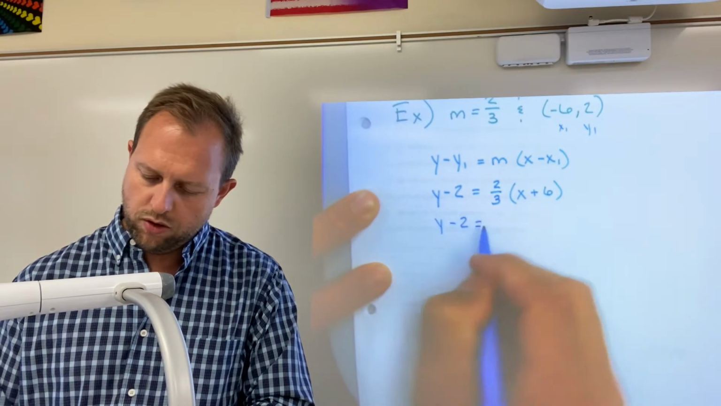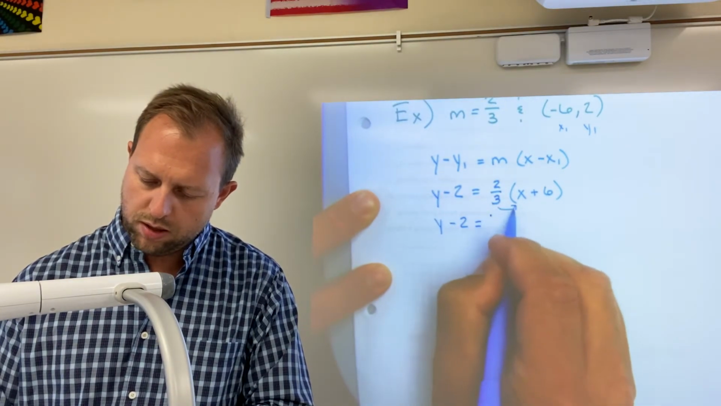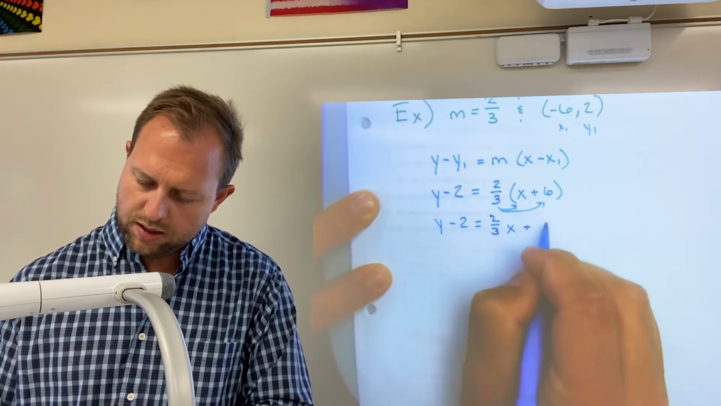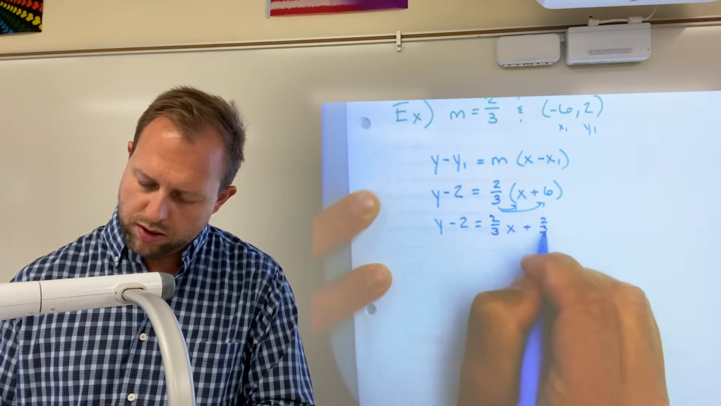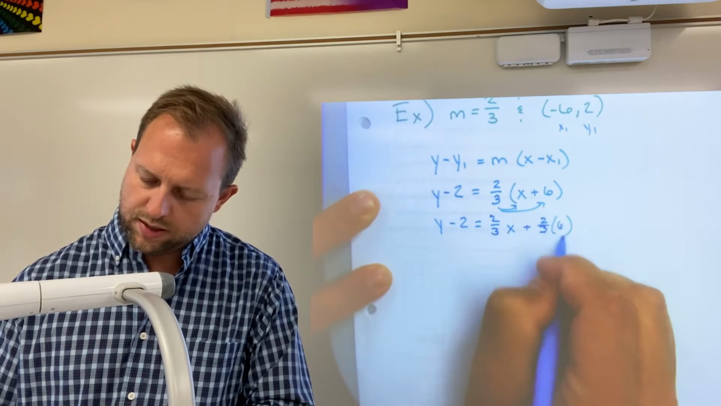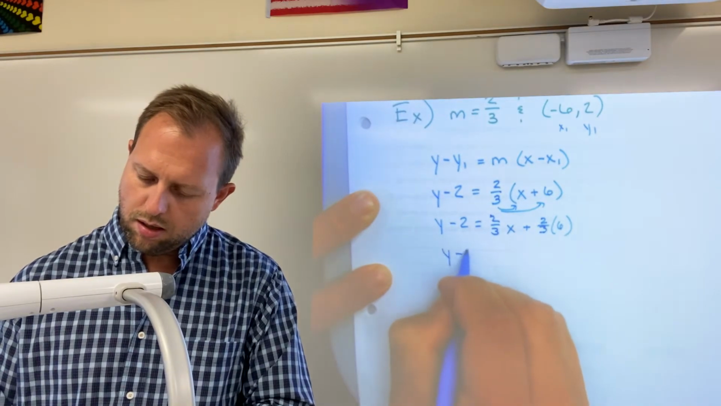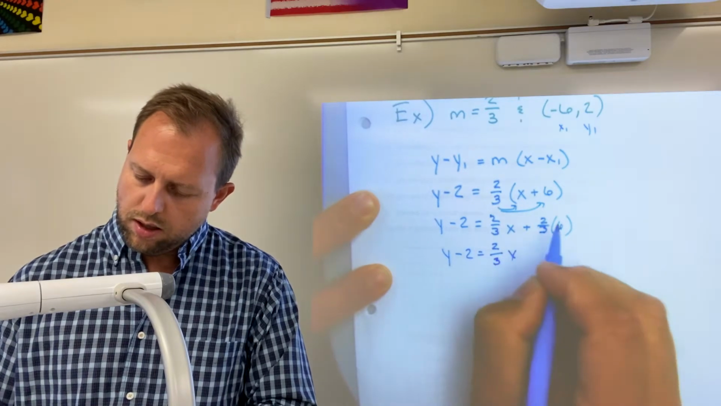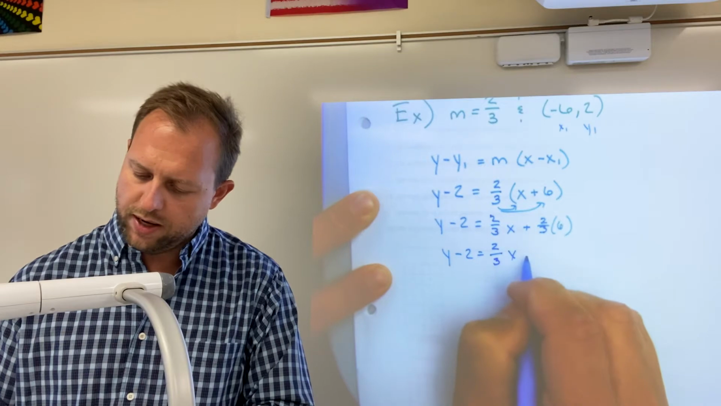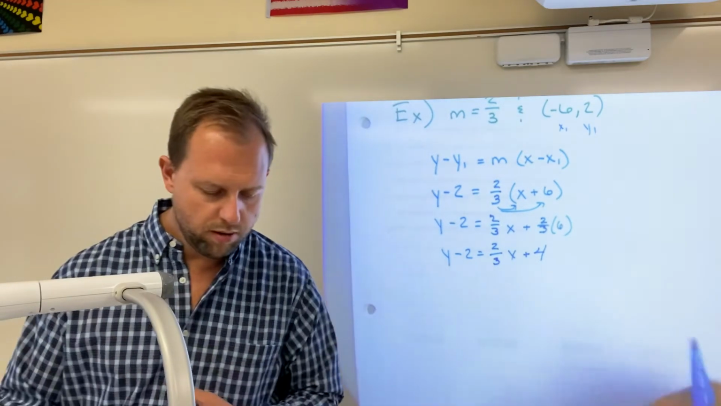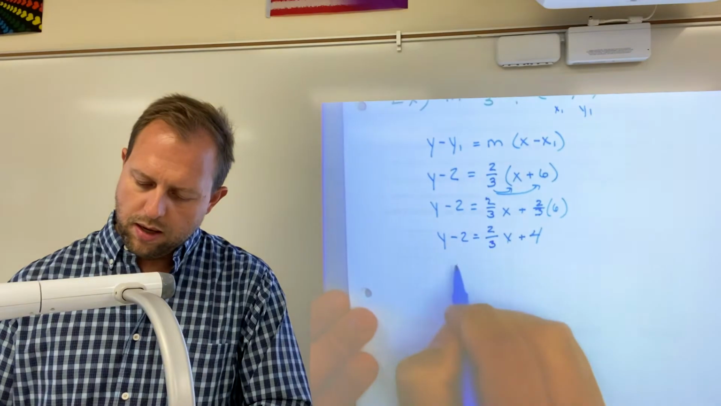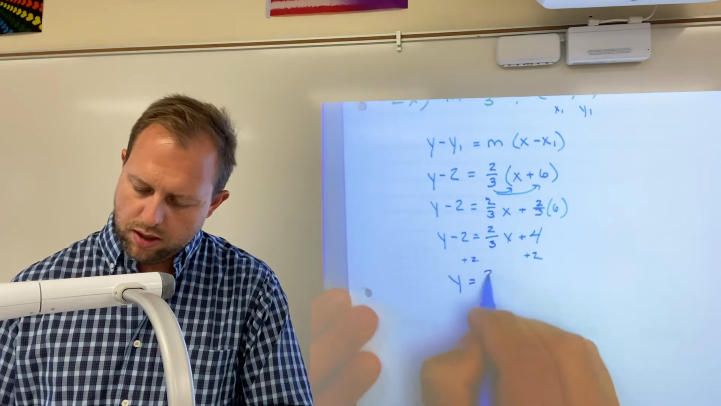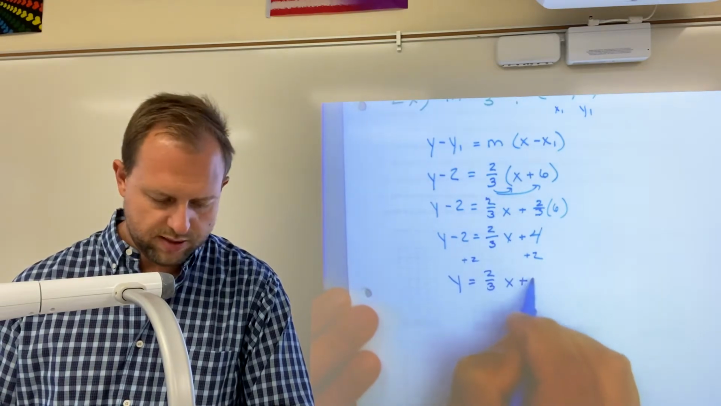So y minus 2 equals, distribute, 2/3 x plus 2/3 times 6. 2/3 times 6, 2 times 6 is 12. 12 divided by 3 becomes a whole number, becomes 4. And then we just add the 2 over. y equals 2/3 x plus 6.